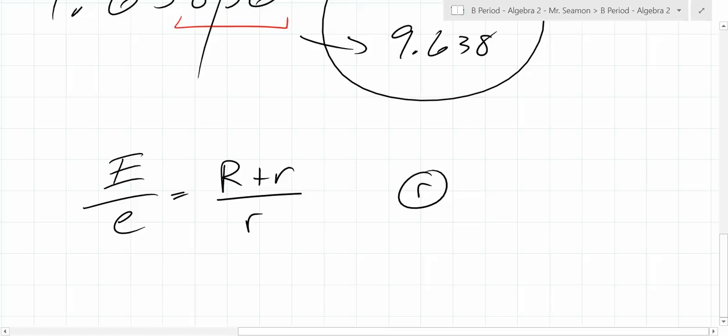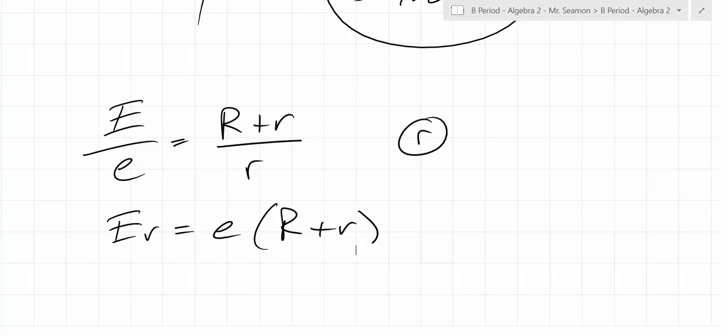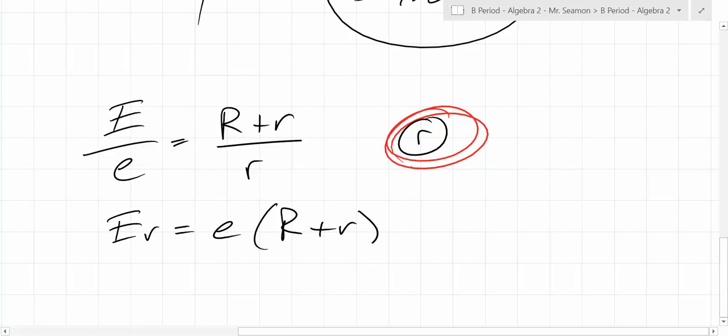So we have a fraction equaling a fraction, so what should we do? So we have lowercase e times lowercase r is equal to lowercase e times uppercase R plus r. But what are we isolating? We're trying to isolate the r. So our goal should be to get that thing all on one side. So what do we have to do at this point? One word. No dividing yet. Distribute. ER is equal to ER plus ER.